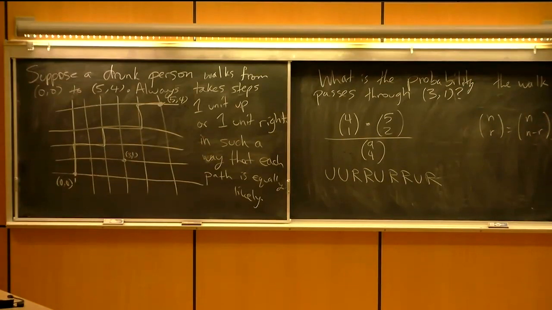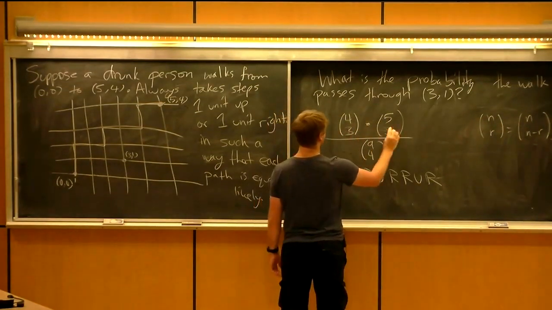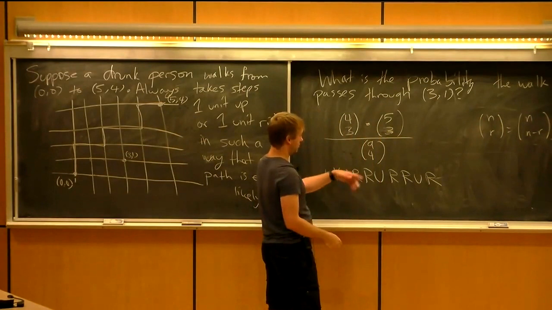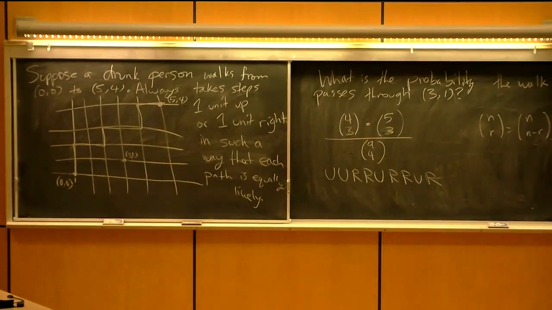Any other questions? You could totally mix and match, because it'll give you the same numbers. So if I just make that a 3 and I make that a 3, you can mix and match. It doesn't really matter. Choosing 4 places to go up is the same thing as choosing 5 places to go right, because everything that's not an up will be a right.